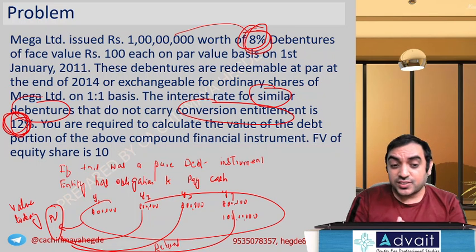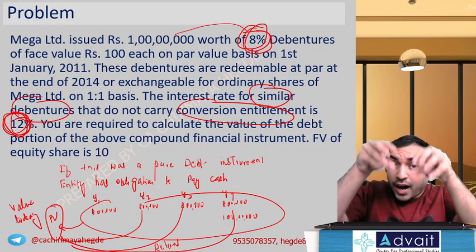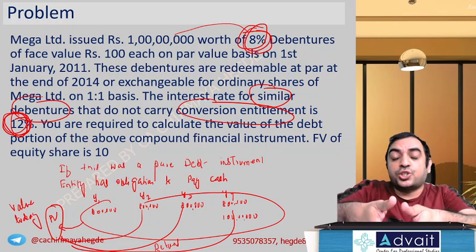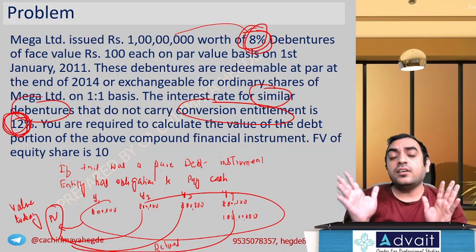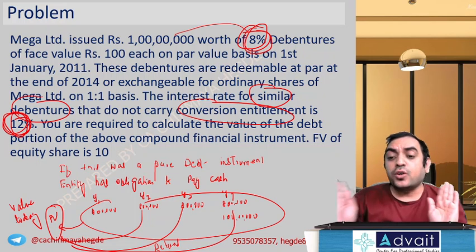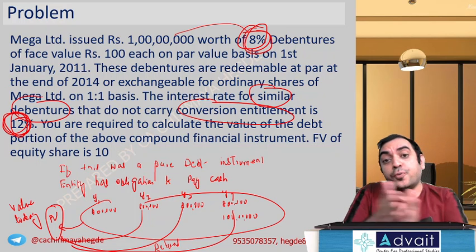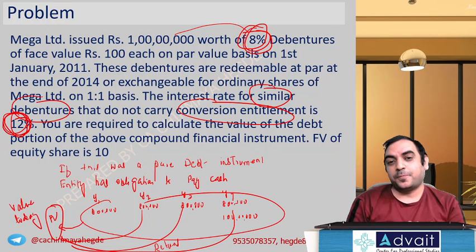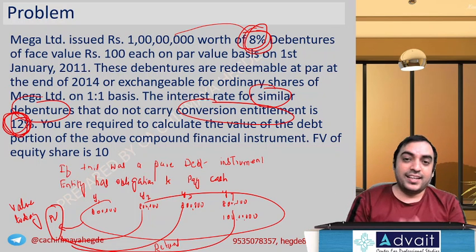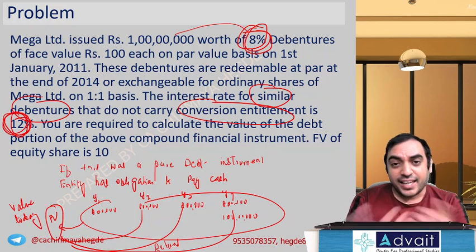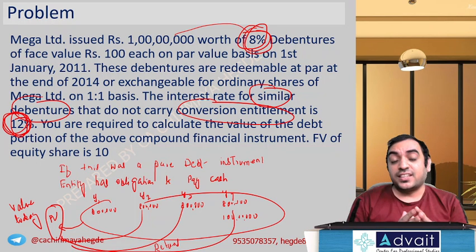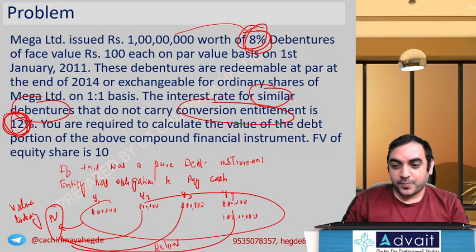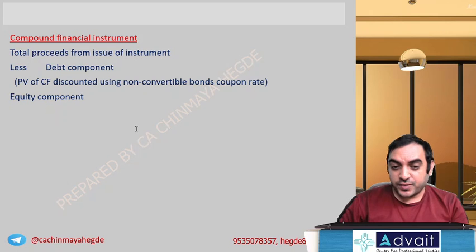In simple words, we wanted the market expectation from this instrument purely on a loan basis, without conversion. So we took the coupon rate of a non-convertible bond, which gave us the proxy rate, the expected rate of return for the investor if there was no conversion. Did you get the point? Okay, let me just quickly write that for you. It might be useful later.